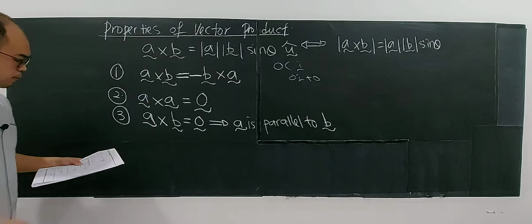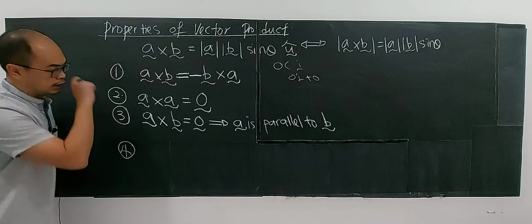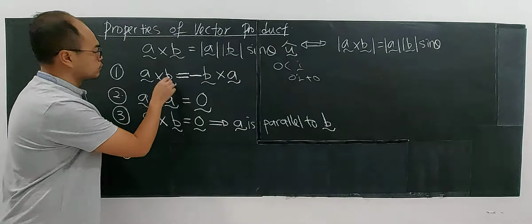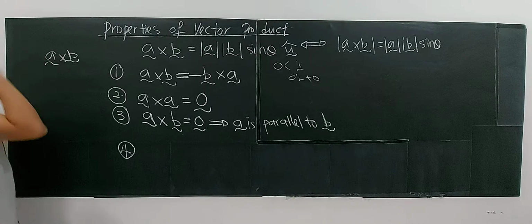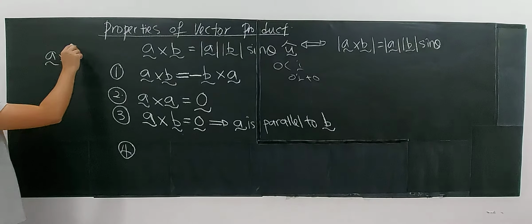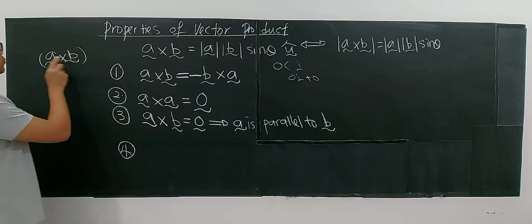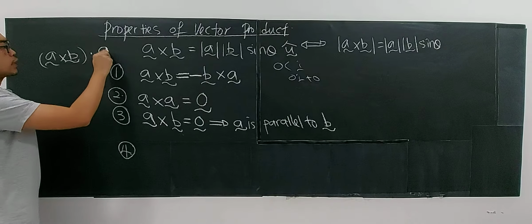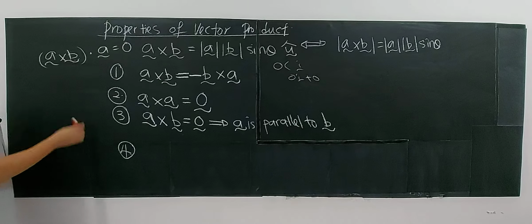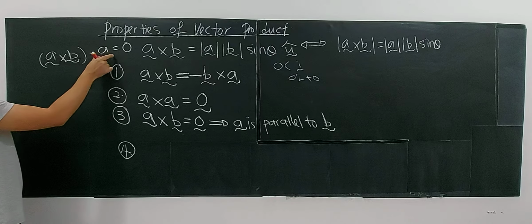Another important property: we have previously shown that A cross B is always perpendicular to any vector involved in the cross, for example these two vectors. So if you dot with A, you get 0, because vector A cross B is a normal vector to vector A.